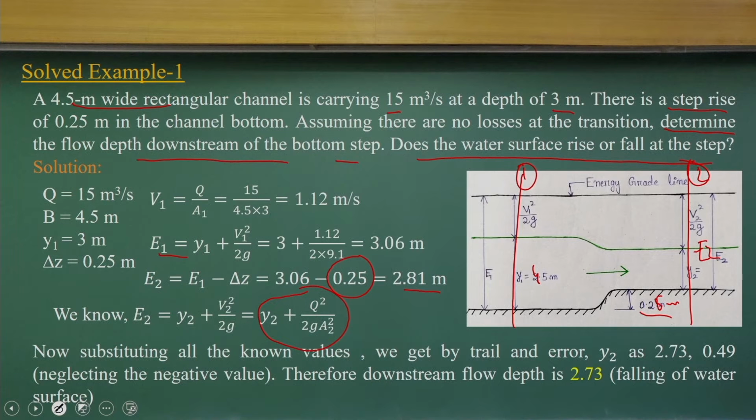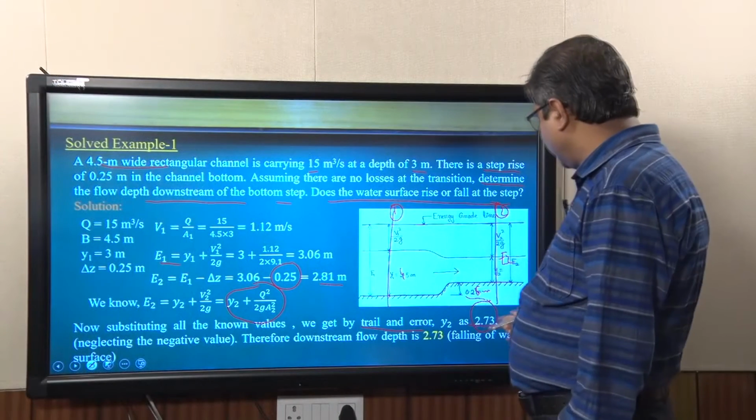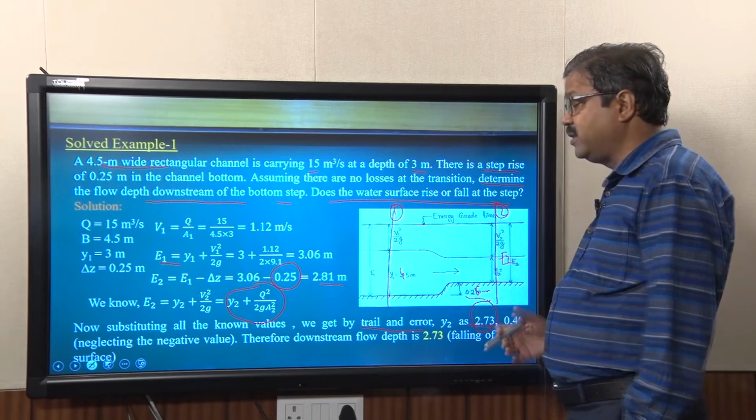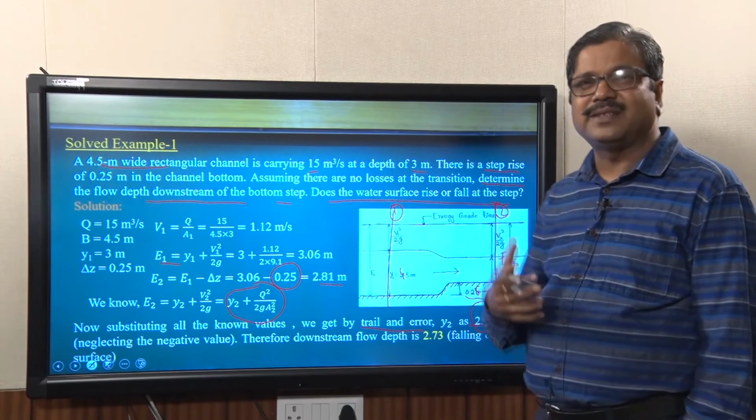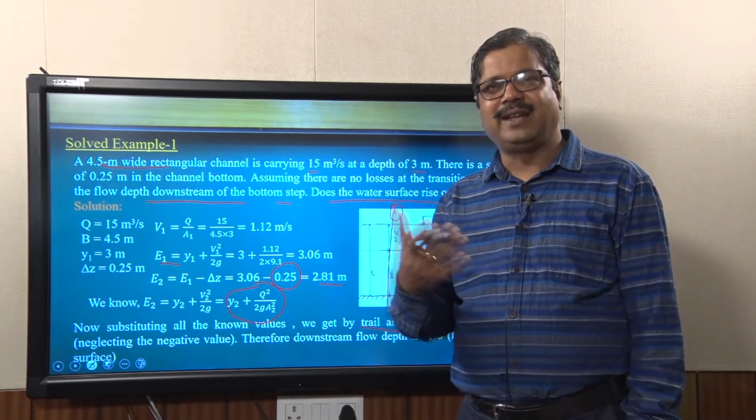So, we can use a hit and trial method because this is a cubic equation, and we can compute it by hit and trial. It will give three values. One will be negative, which we do not consider, and another is 2.73. We can ask why we consider 2.73 and not 0.49. That is the same concept I used earlier.